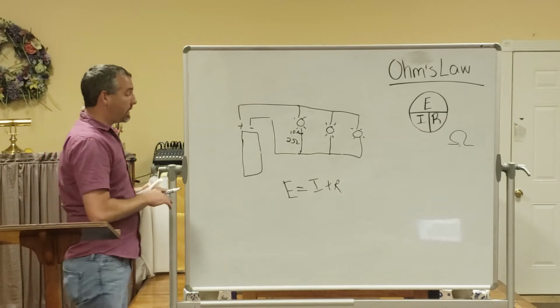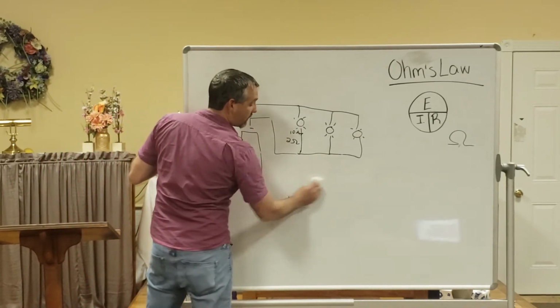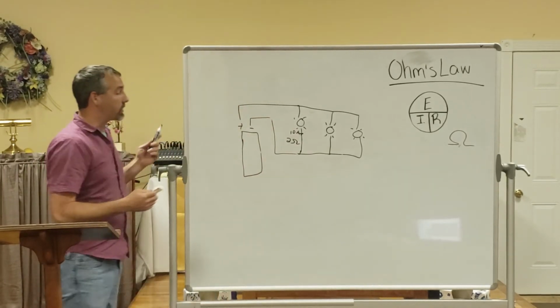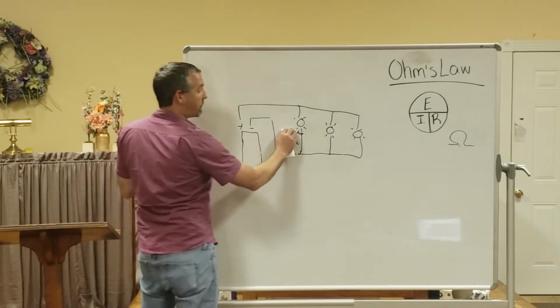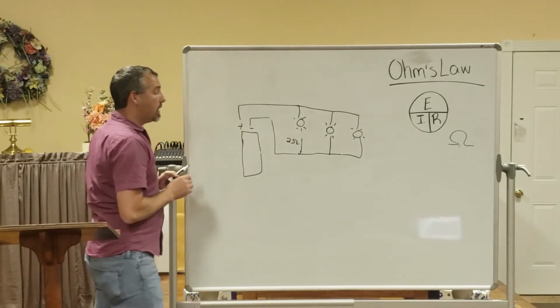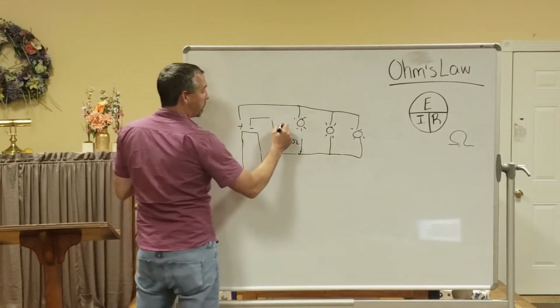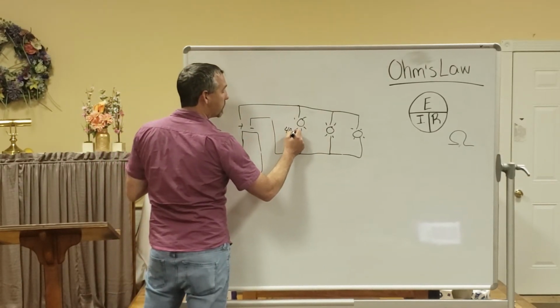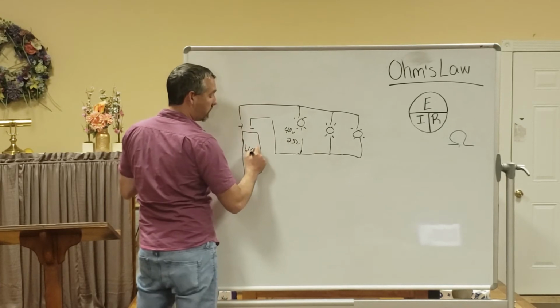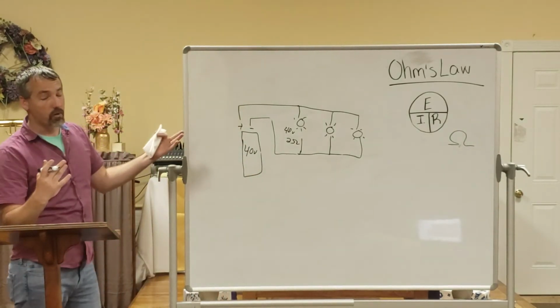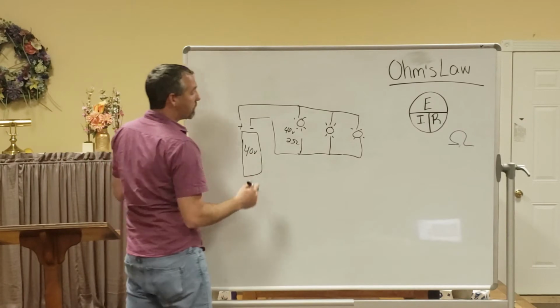All right, so the next thing we're going to teach you how to find is current in this situation. So if we didn't know how many amps there was, if we didn't know our current, but we knew our voltage, we'll say our voltage is 40. We'll pretend like our voltage is 40. We have 40 volts. We know it's the same all the way through.